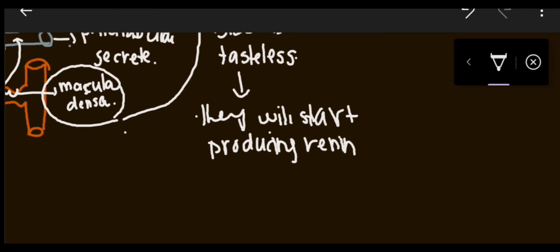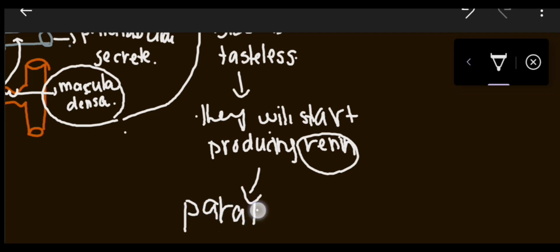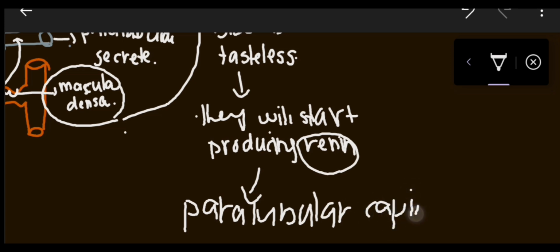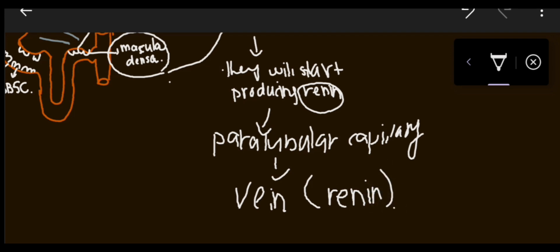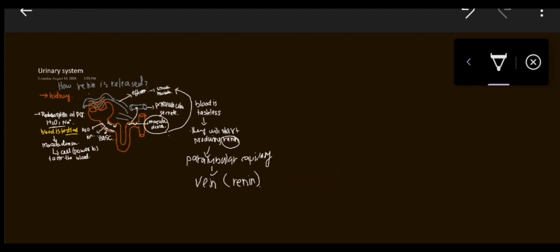So the peritubular capillary will take it by this vein. The renin that is produced is taken by the peritubular capillary to make the vein, and that vein will carry renin. So as we have discussed, from the kidney, the vein gave the blood to the cells, and the kidney's vein releases the chemical that is renin. So this is how renin is released.